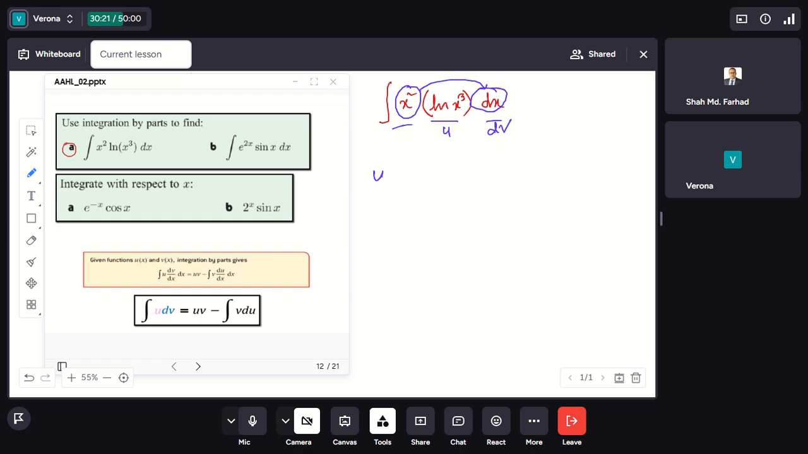Okay, so u equals ln x cube, and then you have to find du, and then dv equals x square dx, and then you have to find v. Okay, do it on your paper.